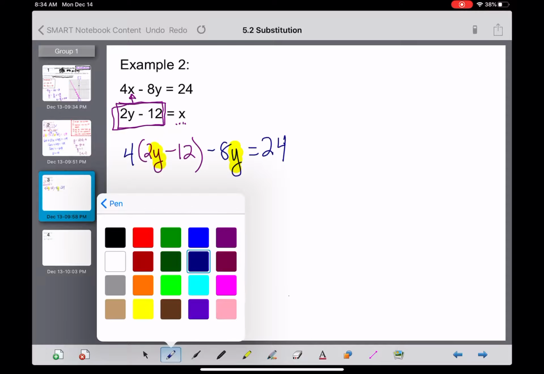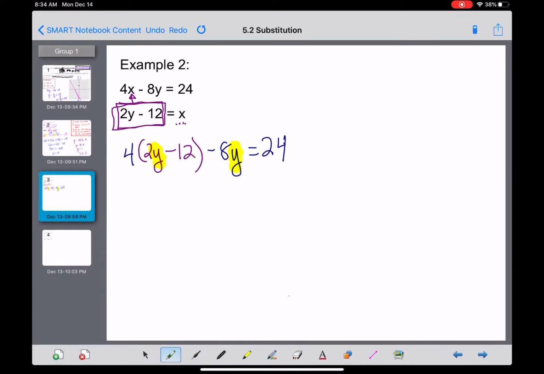I'm going to distribute through. So I have 8y minus 48 minus 8y is equal to 24. My y's end up canceling when I combine like terms. And I am left with -48 is equal to 24.